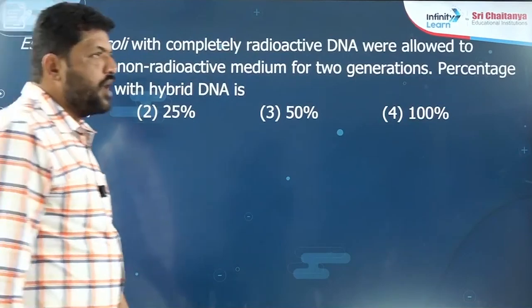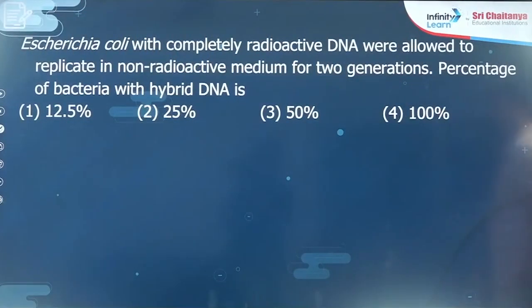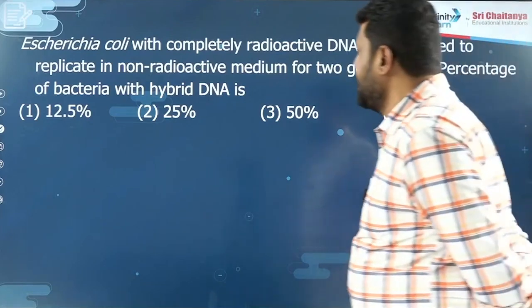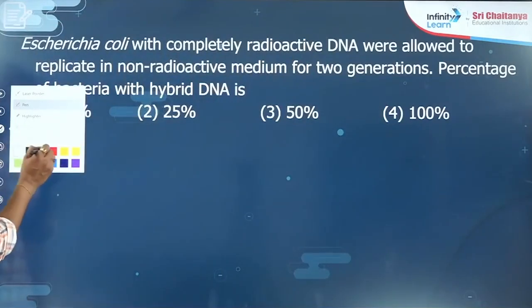In Escherichia coli, completely radioactive DNA was allowed to replicate in non-radioactive medium for 2 generations. What is the percentage of bacteria with hybrid DNA? Done beta. So have a look here.